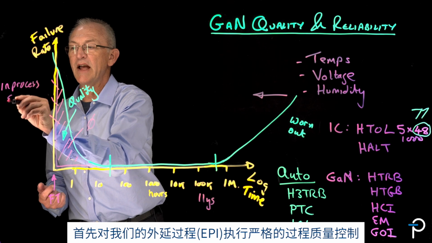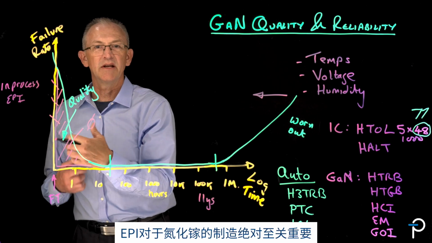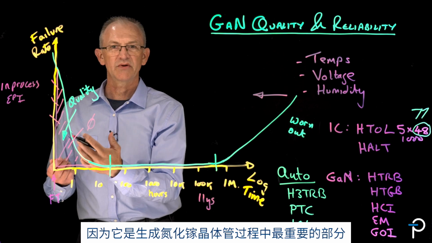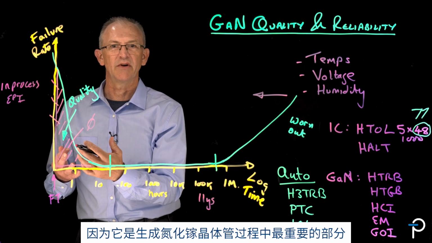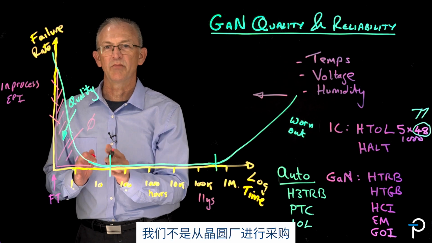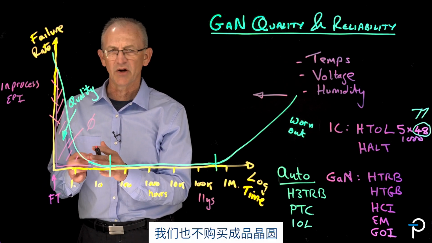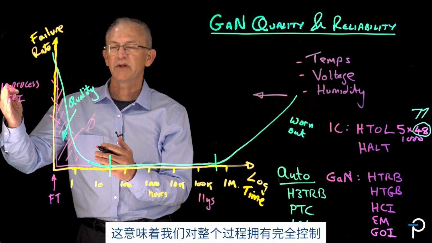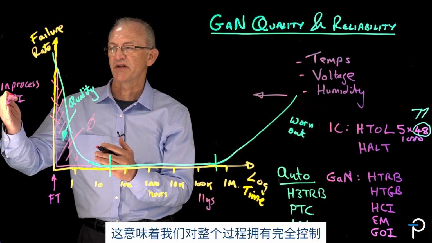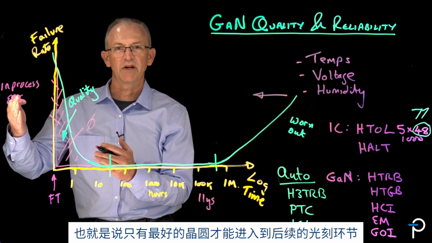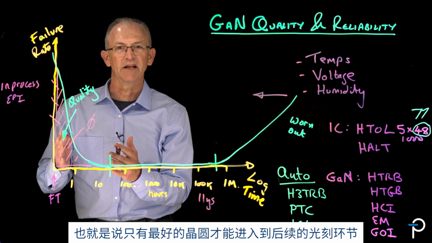monitor of our epi. Epi is absolutely critical when you build GaN. It's the most important part of generating a GaN transistor. And because we build our own epi, we don't buy it from a fab. We don't buy finished wafers either. We build everything. It means we have complete control over the process, and we can check it at various points. And that means that only the best wafers make it through to patterning.